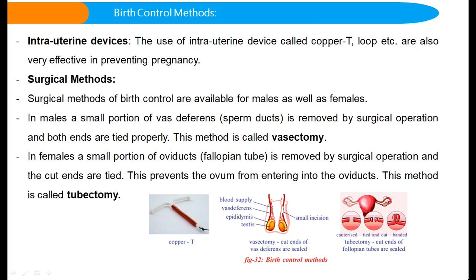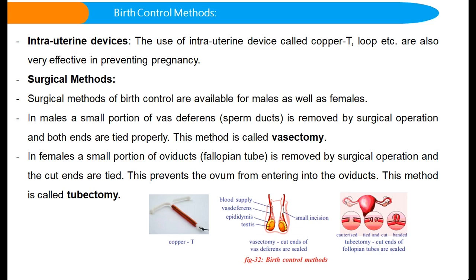And coming to the intrauterine devices, examples are Copper T loop, etc., which are inserted in the uterus, and they prevent pregnancy in two ways. One, they stop ovulation, that means the release of ovum from the ovaries, or sometimes they thicken the mucus that lines the cervix. The mucus layer blocks and traps the sperms. In this way, these IUDs, intrauterine devices, are helpful in preventing pregnancy.